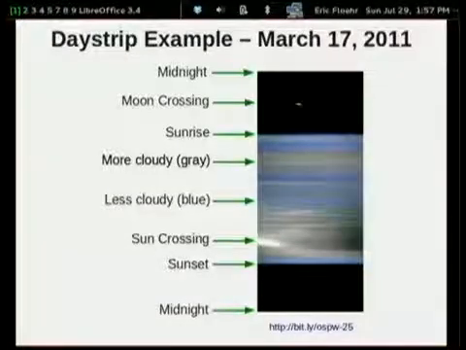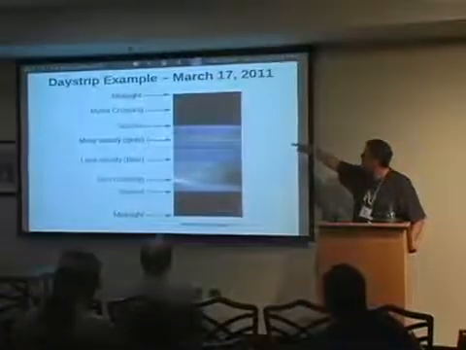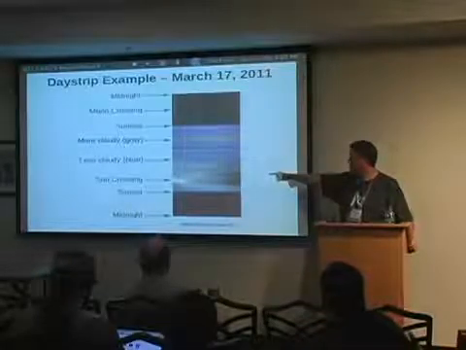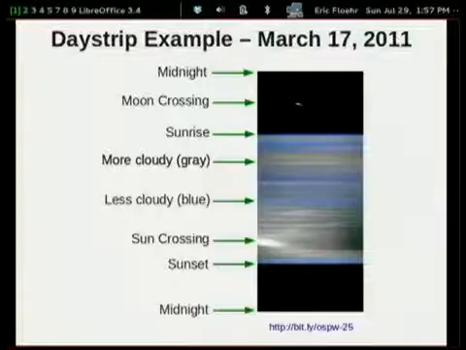So here's an example right there. Midnight is at the top. That little blotch right there is the moon crossing our scan line. Then we have sunrise. You can see where it's gray is cloudy, less cloudy is blue. We can see where the sun crossed our scan line, and sunset. It's kind of pretty. Lots of blues and grays.